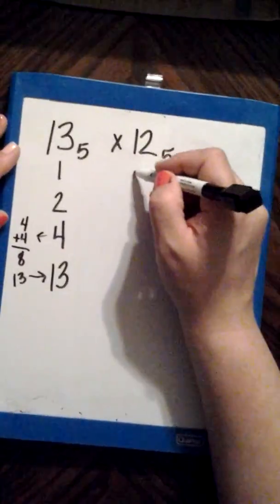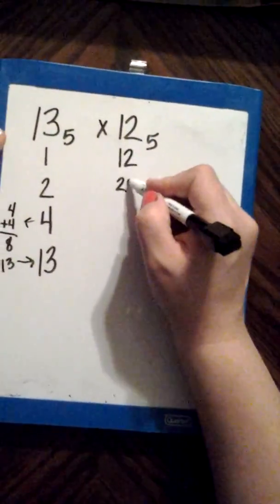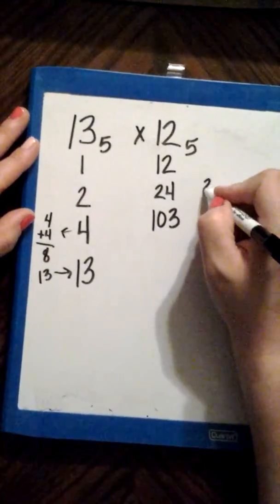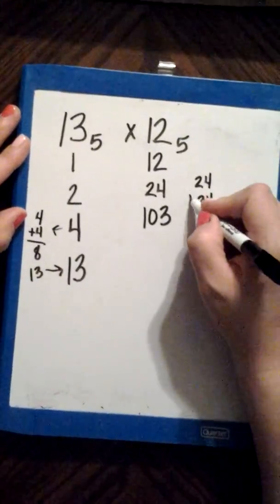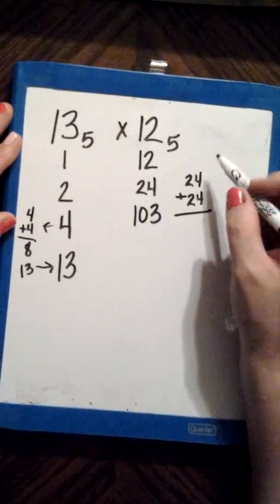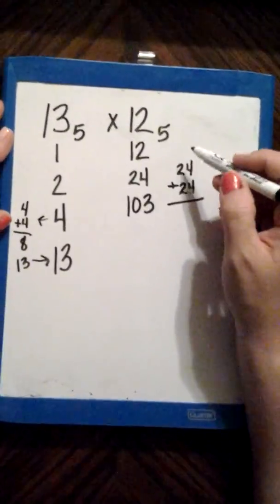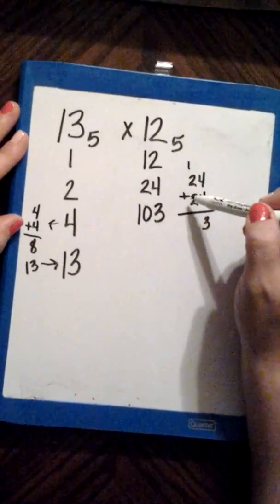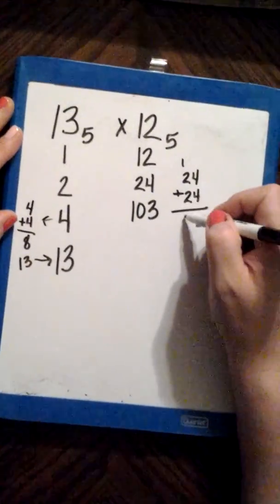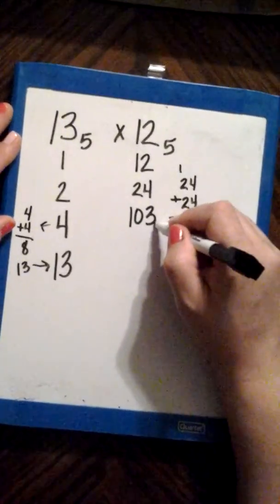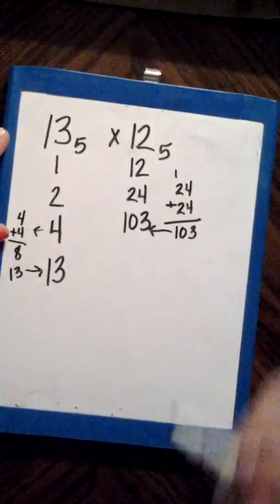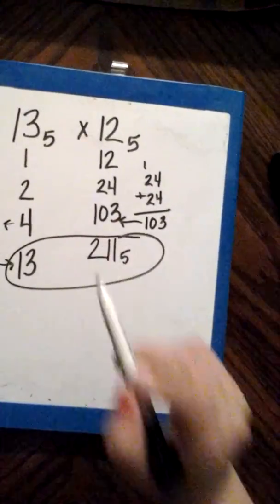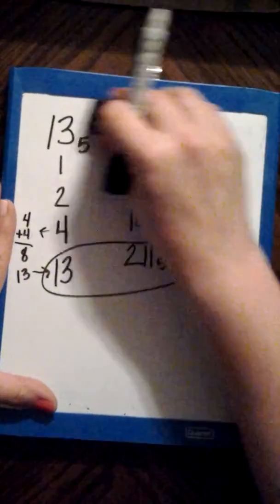So we come back down here. We have our 12. Doubled is 24. Doubled is 103. I can show you that quickly. So 4 plus 4 is 8, but it actually is 1 long with 3 units left over. So then we have 1 plus 2 equals 5, which equals 1 long. So that's how we get our 103. 103 doubled is 211 with a base of 5.